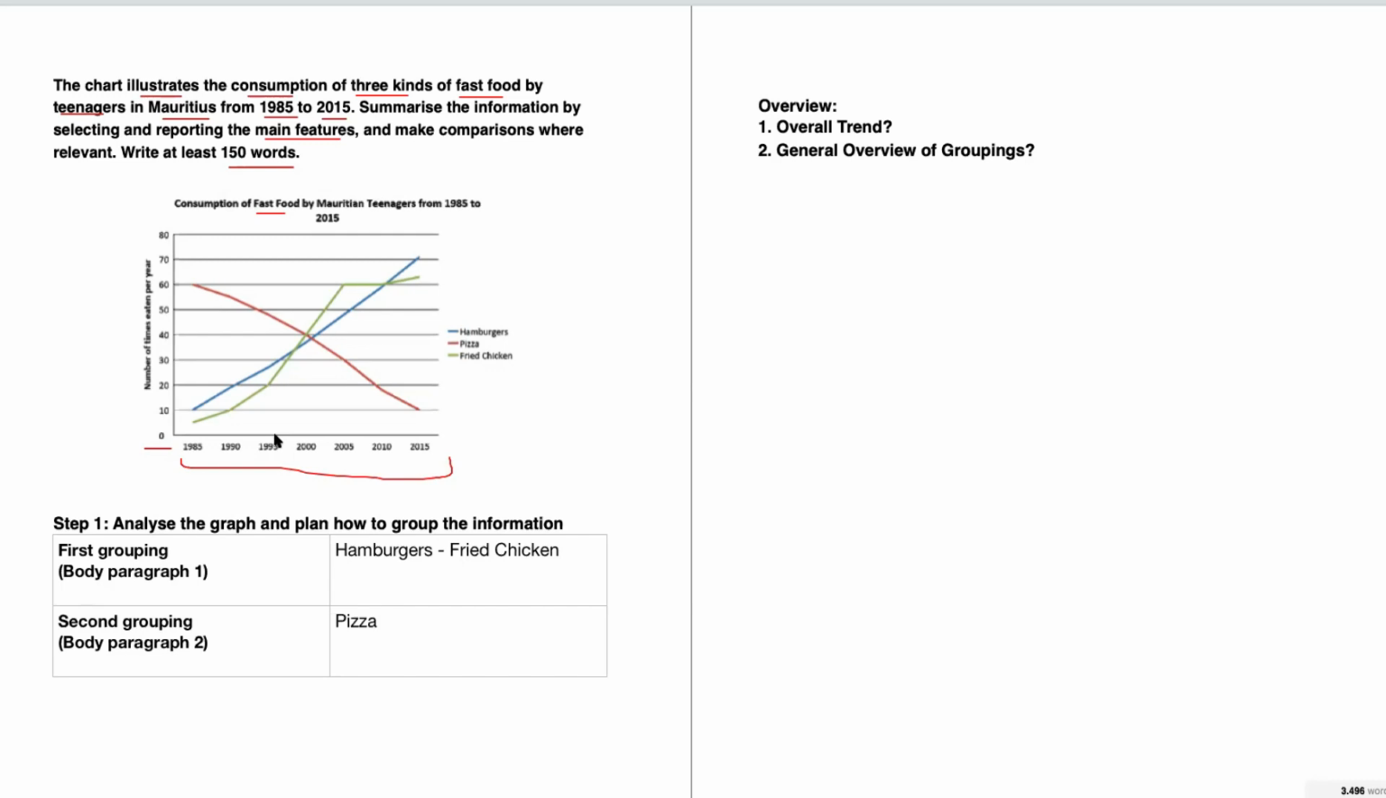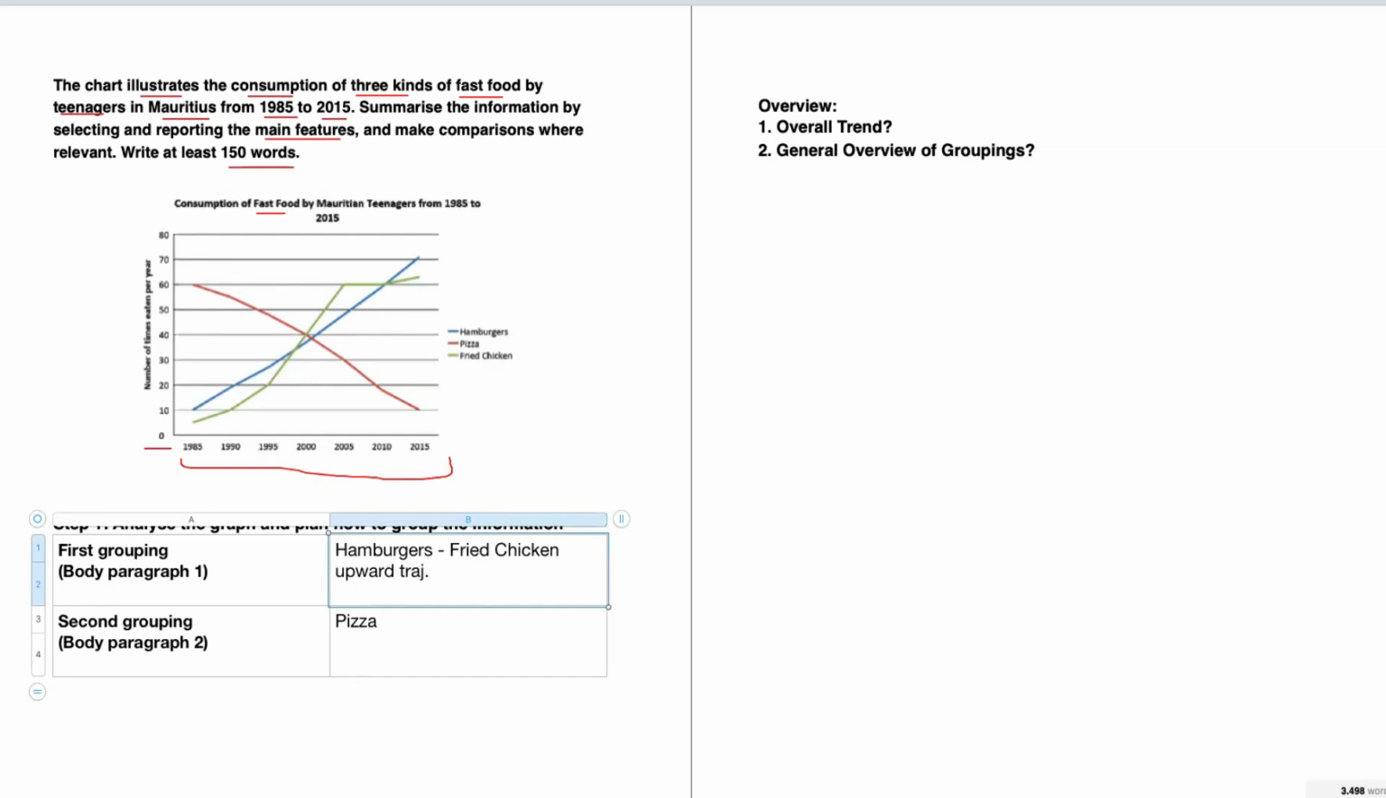A lot of times students would say it's difficult to put 3 lines into 2 groupings, but I can assure you that if you are able to find the differences in the trends, it will be much easier to do so. So this is quite straightforward. It doesn't look like there are any dips or any strange things going on, but I do want to note in my notes here, when it comes to hamburgers and fried chicken, they have an upward trajectory. Okay, this is another great way to say increasing.